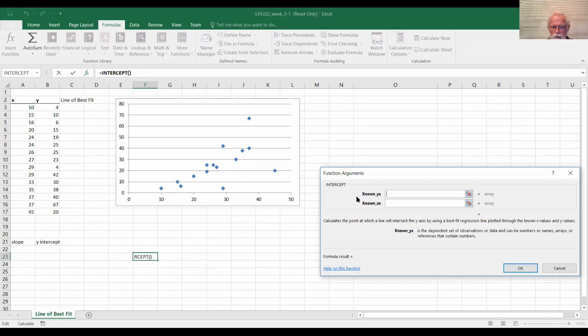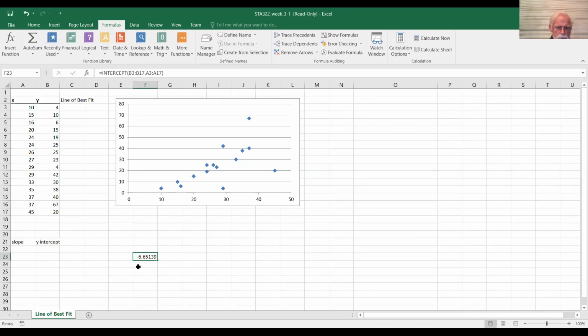So you'll note that we highlight the y's, okay, and that's put in. Then we do the same thing with the x's. No, that was wrong, sorry. So then we click in the x's box and then highlight those, and we get these two ranges. And we already see the result here, so I'm just going to do that. So that's the y-intercept. In other words, down here at -6.